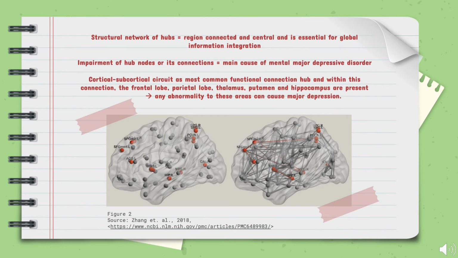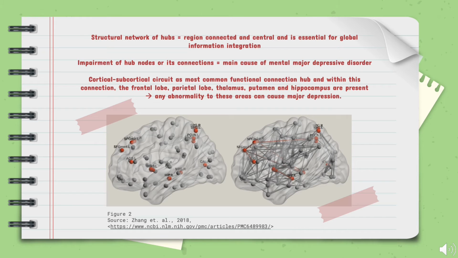Before we continue, we first need to also establish that the different brain regions are interconnected and form the brain's complex networks. Figure 2 depicts a structural network of hubs, which is a region that is connected and central and is essential for global information integration. Some studies have established that an impairment of hub nodes or its connections might actually be the main cause of mental illnesses such as major depressive disorder.